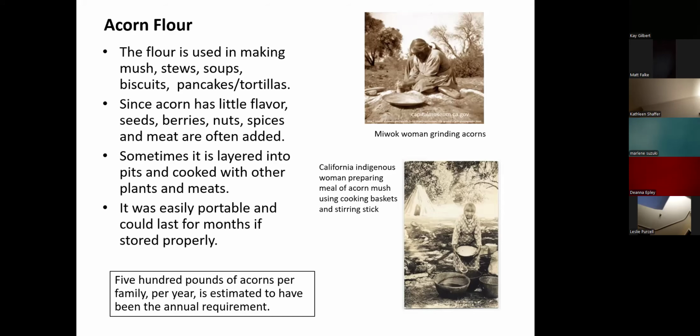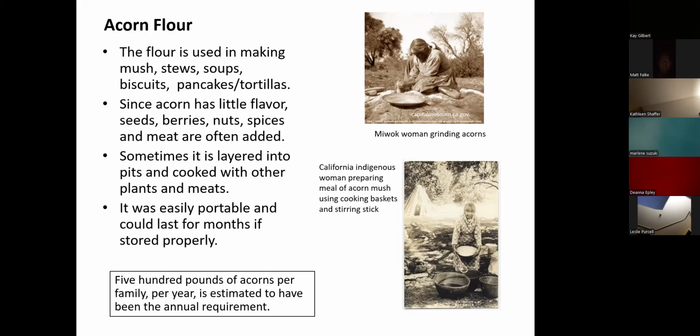They used the flour for many different things, making mush, stews, biscuits, and pancake tortillas. The flour has very little flavor, so they would add all kinds of other foods to it, like seeds, berries, nuts, and spices. I like what Hawaiians do with their luau, where they take a pit and put cake in it. They would do something similar. They would layer it with meat, plant, animal, more plant, spices, and so forth all the way up.